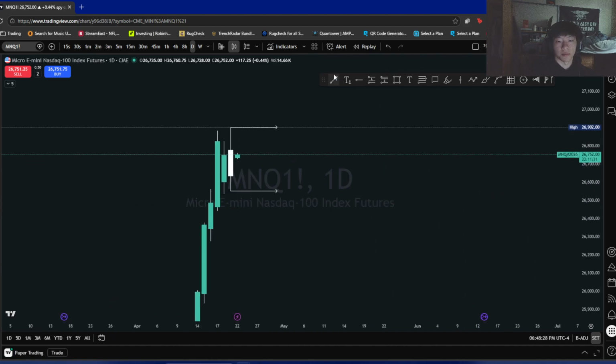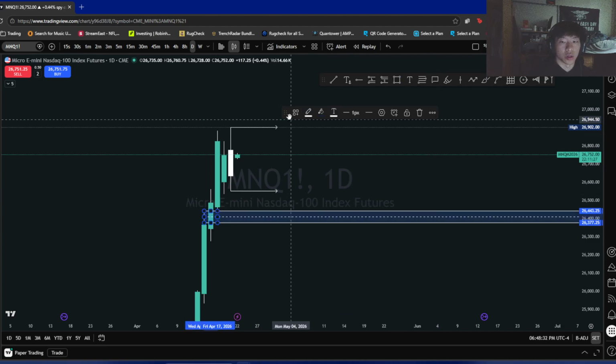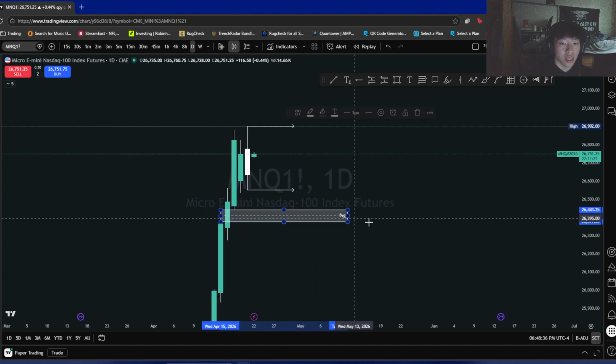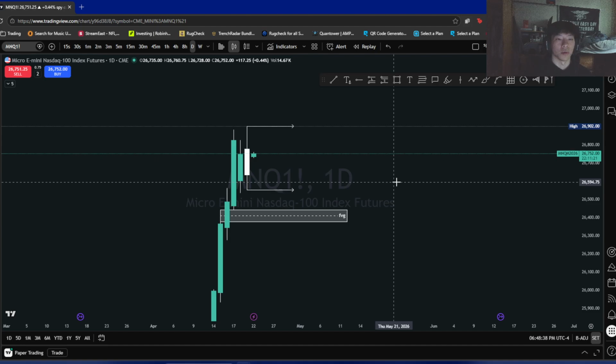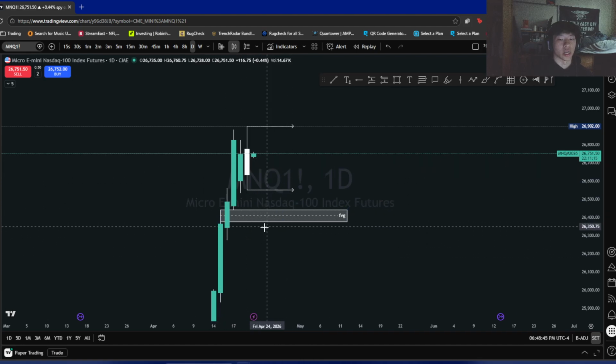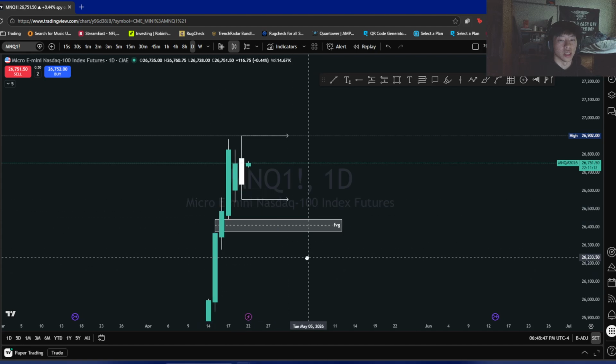highs. Okay. Second, you want to mark out any daily fair value gaps that are close that market could possibly look to retrace back into or manipulate into. So we have one right here. That's the closest. You don't really need this one because we have this one already. Unlikely that we are going to fill both of these because we're on the daily time frame.